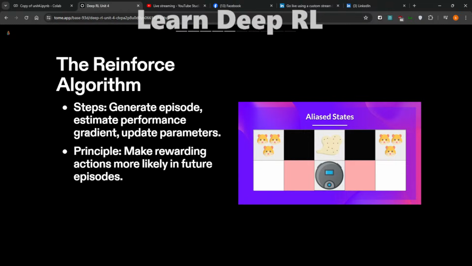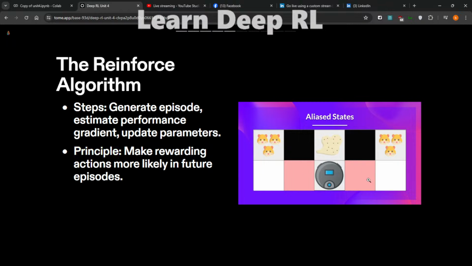We're introduced to the REINFORCE algorithm. This is the Monte Carlo algorithm. The basic steps, just to keep it simple, are we generate an episode, we estimate the performance gradient, and then we update the parameters. So for a training episode, we will go to the end of a training run, which is what generating an episode means. We complete the episode before we update the parameters. The principle is to make rewarding actions more likely in future episodes.